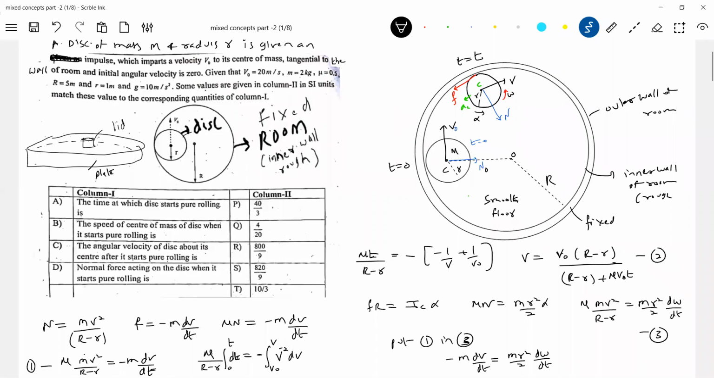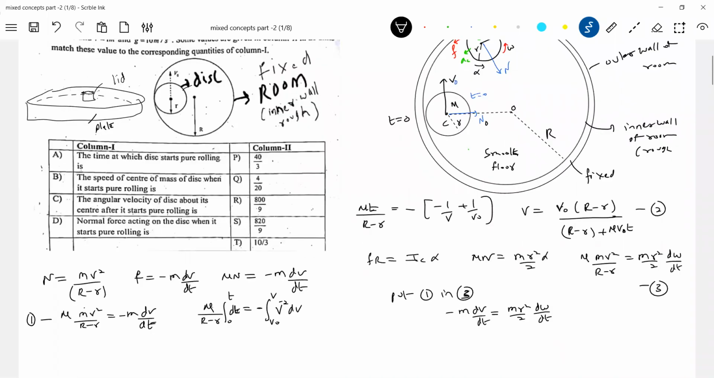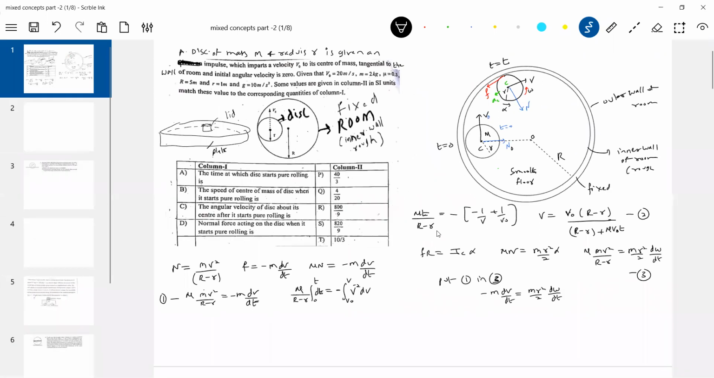And some method is applied here. If you want, you can solve. Just to minimize calculations, I proceeded in this way. After this, what shall we do? F smaller. Okay, thank you. So m cancels, dt cancels. So you can see the problem has become very simple.